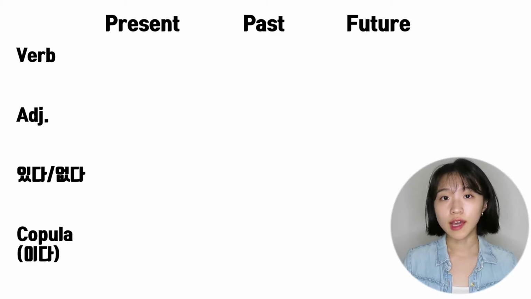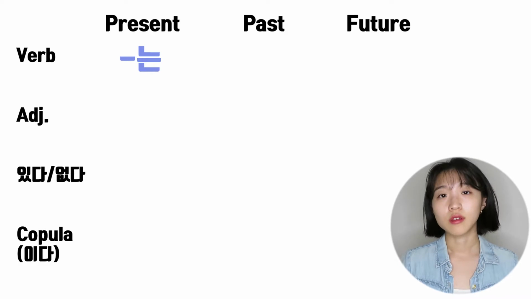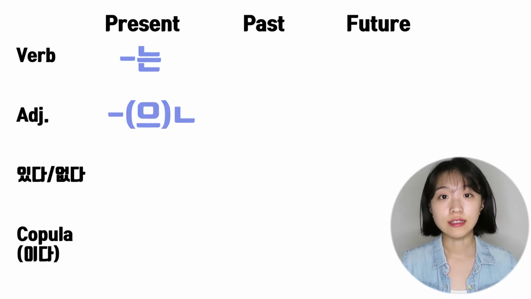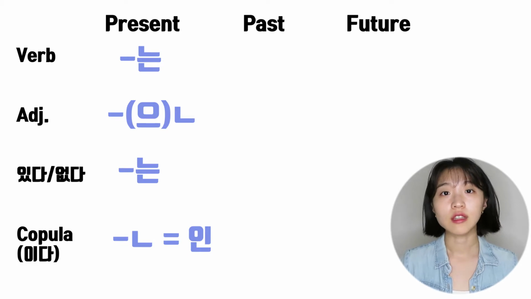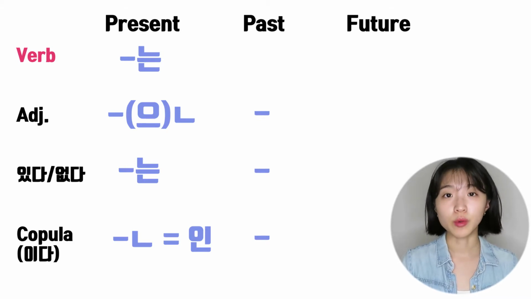With verbs, you add 는, and with adjectives, you add 은, and with 있다 없다, 는, and with copula 이다, 니은, which makes it 인 all the time. And now for past tense, you only need to learn how to make the verbs into past tense using noun modifying form, because adjectives, 있다 없다 and copula 이다 have no noun modifying form available to make them into a past tense. Only verbs can be turned into past tense using noun modifying form.